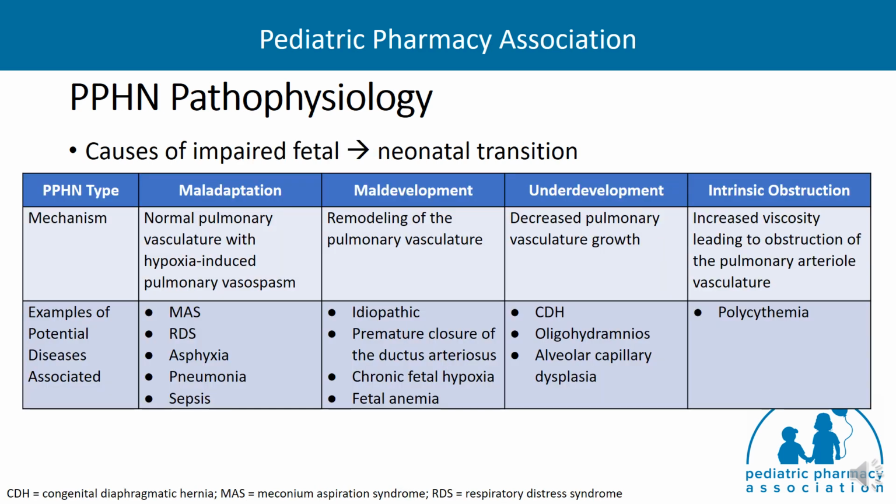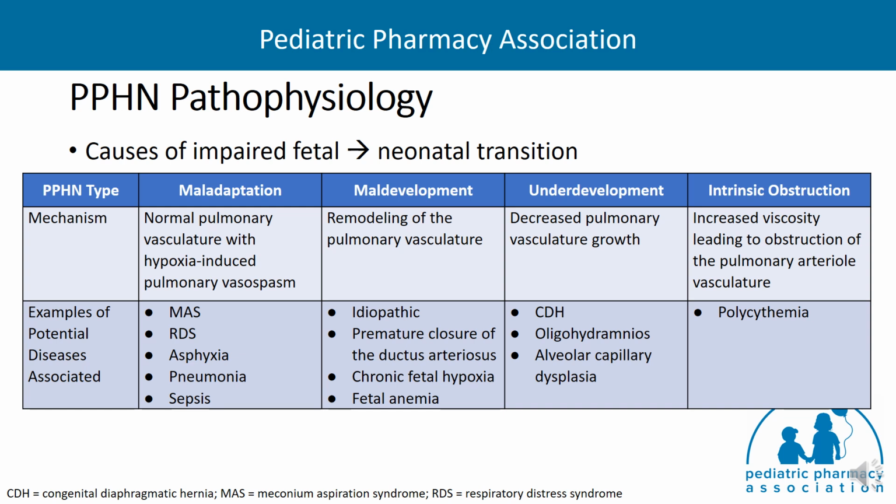This failed transition generally occurs as a consequence of another comorbid condition, and there are four main types of PPHN which have been identified and reported throughout the literature. These include maladaptation, maldevelopment, underdevelopment, and intrinsic obstruction.